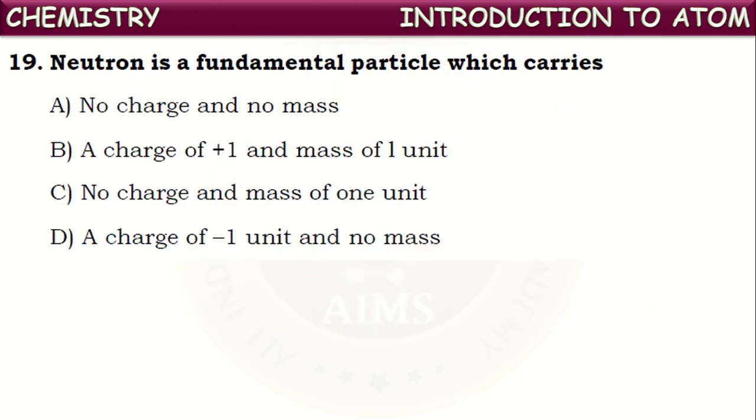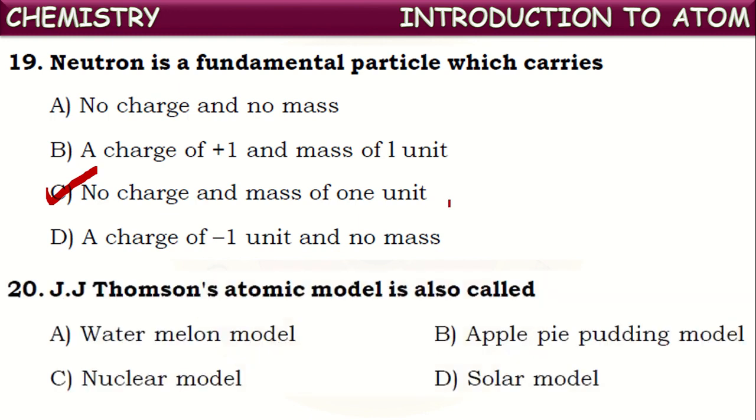Neutron is a fundamental particle which carries what? What does it carry, neutron? We know it carries 1 unit mass and no charge. Neutrons are chargeless particles, neutral particles. So they have no charge, but they have 1 unit mass, that is 1 amu mass. Neutrons carry no charge and mass of 1 unit. This is correct. Okay, next one.